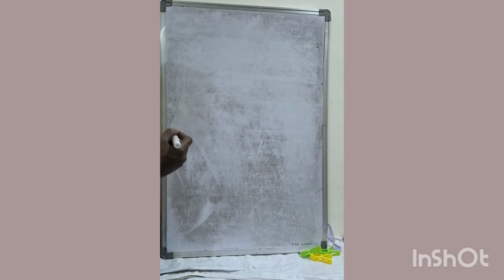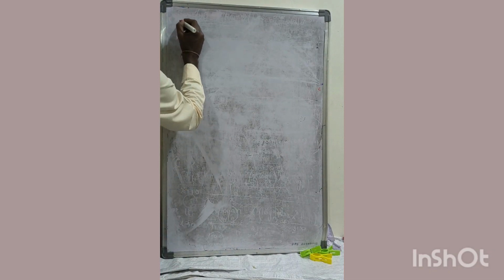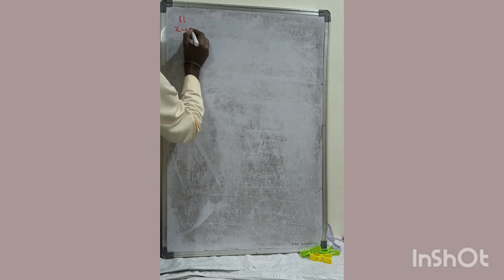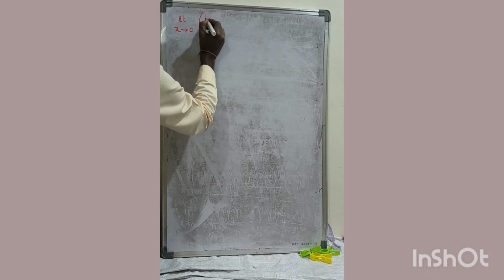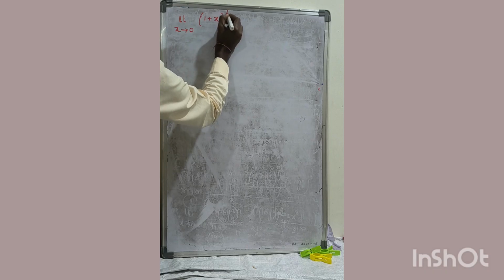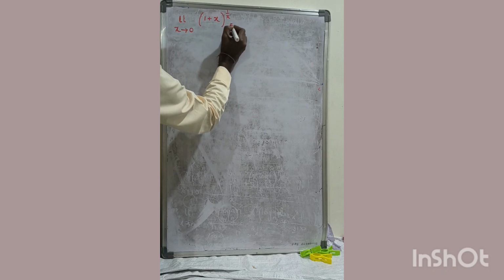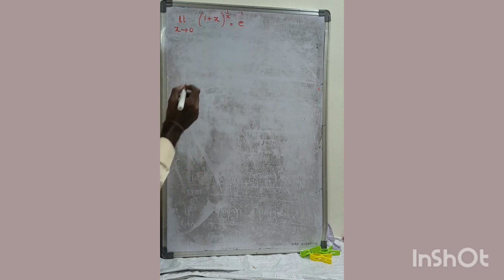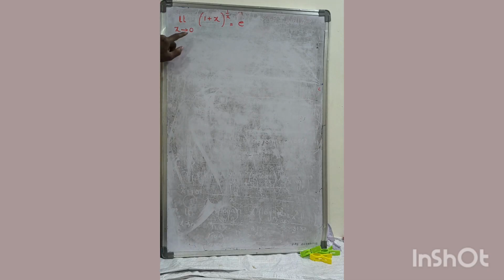Okay, so today we'll see the proof of another standard limit. So this is the proof we are going to see: limit x tends to 0, (1 plus x) whole power 1 by x is equal to e. What is the meaning of this?